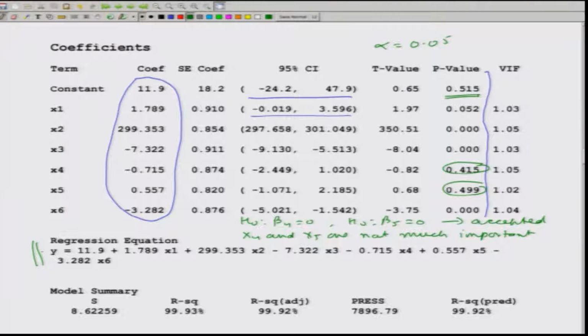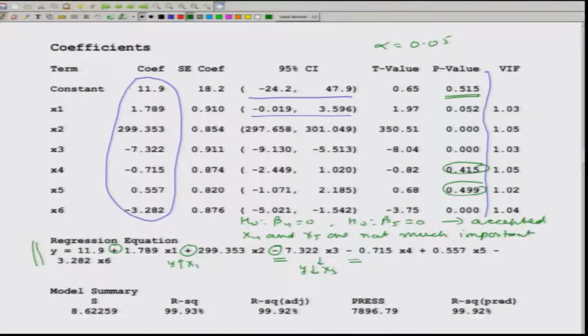One thing you have to notice here is that there are some terms which have got a positive sign and there are some terms which have got a negative sign. So we have understood that the meaning of the plus sign is that the relationship between y and x1 is increasing. So y is increasing as x1 increases, but similarly for x3 the sign is negative. So that means the relationship between y and x3 is decreasing. So as x3 increases, the outcome of y decreases.